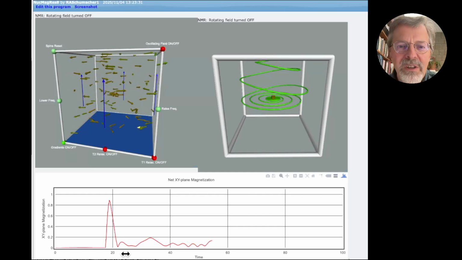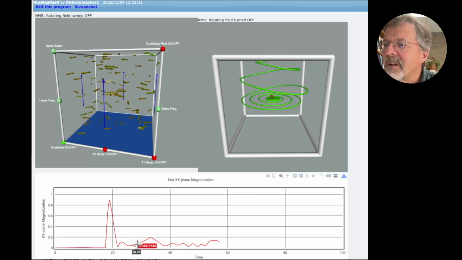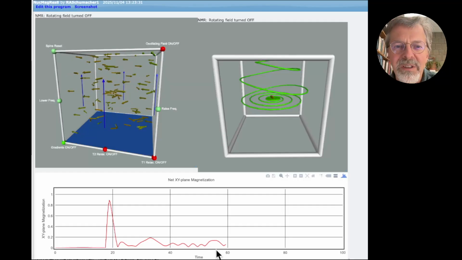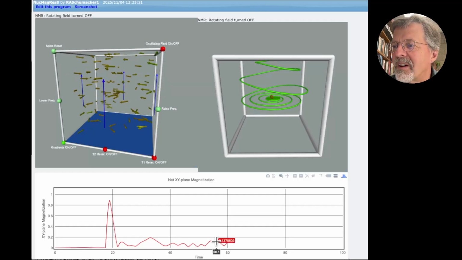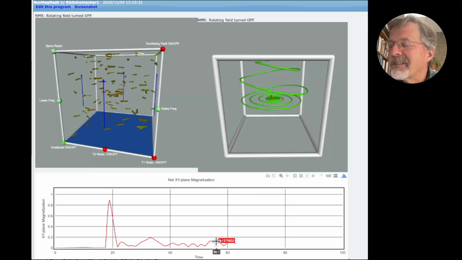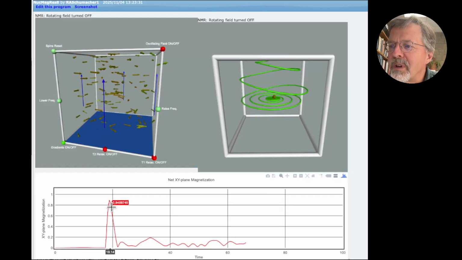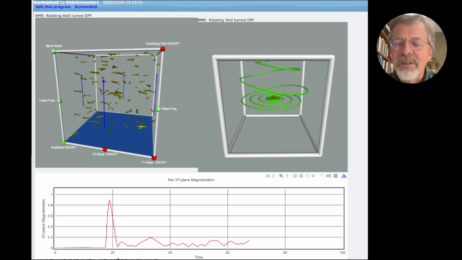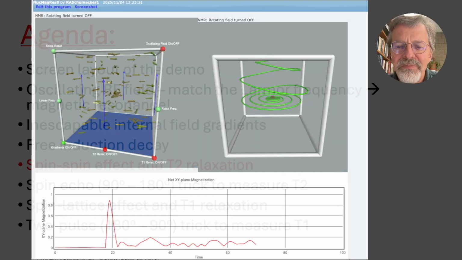In our simulation, we have about 100 spins, and so here you can see some partial realignment of the spins just because we're dealing with a sample of just 100 spins to play with, and not on the order of an Avogadro's number of spins. So this blip right here is the simulated version of what we call free induction decay.